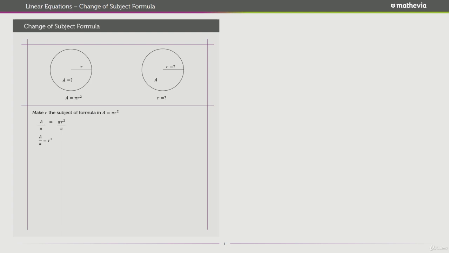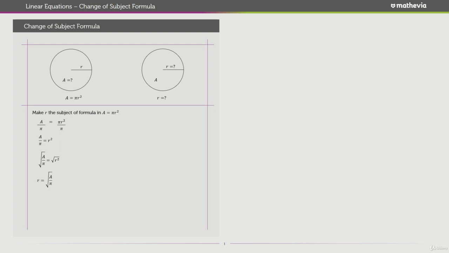To get rid of a square, we find the square root of both sides. Just like if you have 2 multiplying r, you divide both sides by 2. If you have r squared, you find the square root of both sides. If you have r cubed, you find the cube root of both sides. If you have r to the power 4, you find the fourth root of both sides. So we find the square root of both sides, and the square root of r squared gives you r, so it just cancels out.